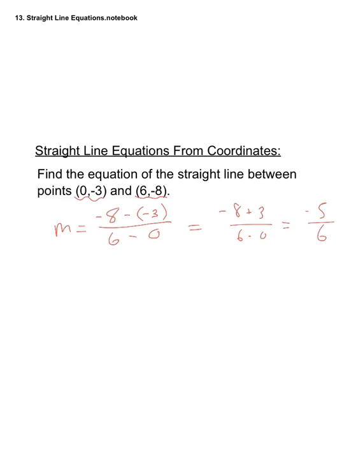That's our gradient. Our c value is given to us in the question as minus 3. And the final part of this is to put our information into the form y equals mx plus c. So our final answer will be y equals -5 over 6 x take away 3. There you go.